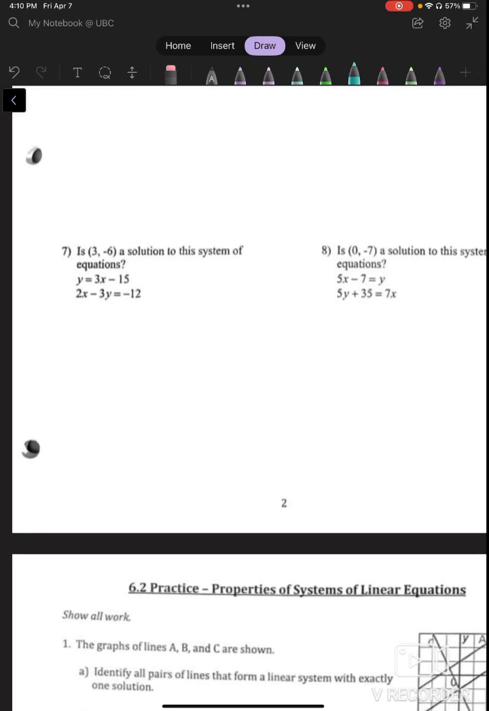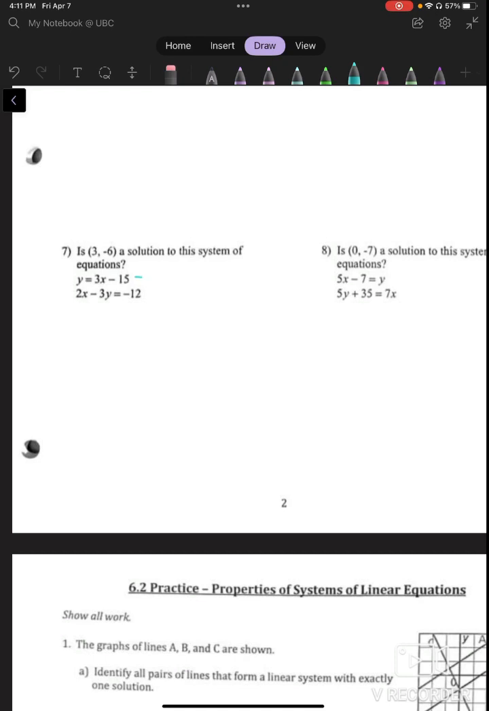For question 7, it asks you if the point, this point 3, -6, is a solution to the equations. For this type of problem, I would just plug in the 3 here for x and the -6 for y for each of the equations and just look for a true statement. But I'll just do an example.